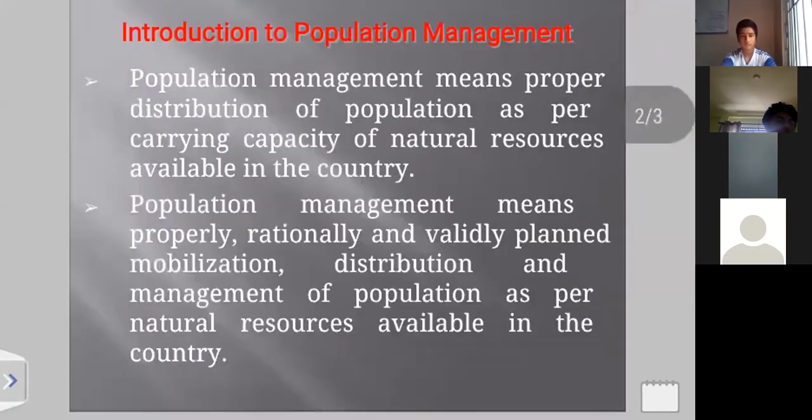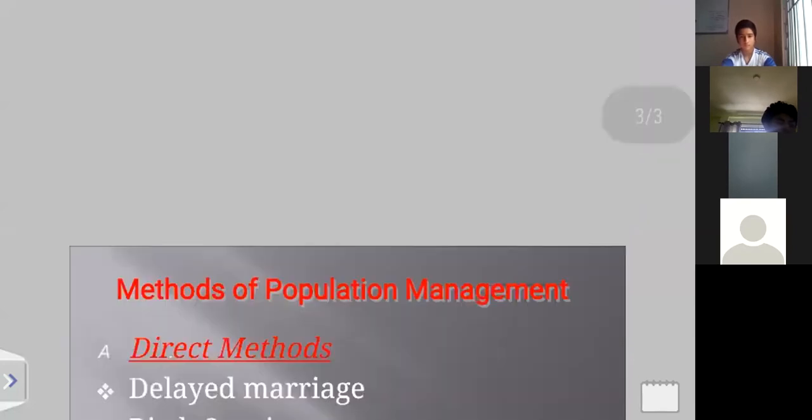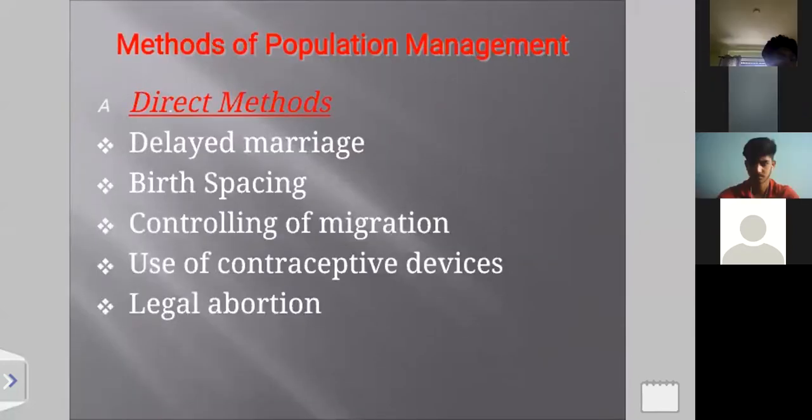So in this introduction to population management, and after the introduction, now some methods of population management. Now we are going to discuss methods of population management. And my dear students, there are two methods of population management: direct and indirect methods. Today in this class, we are going to talk about the direct methods. In the next class, we'll talk about indirect methods.